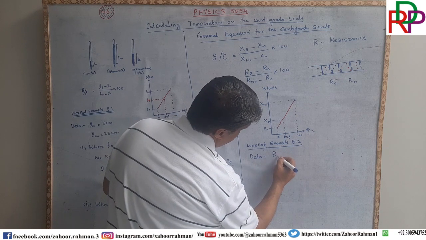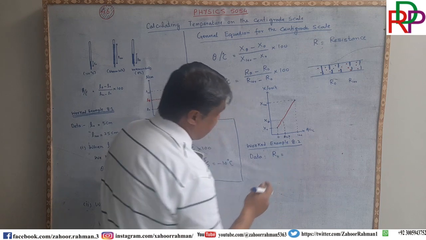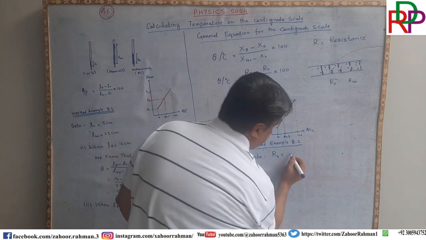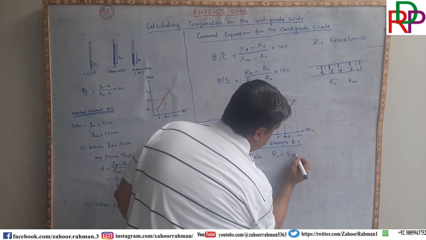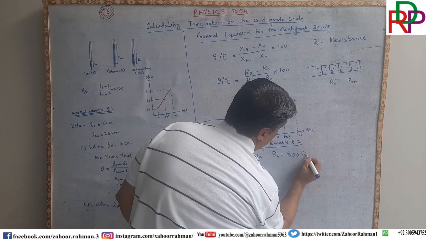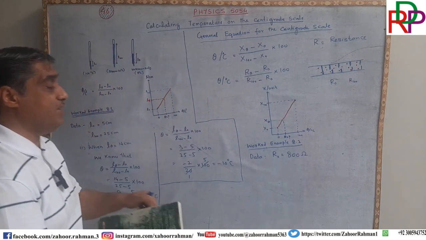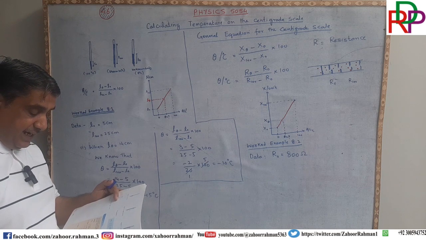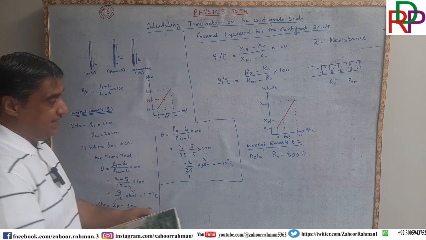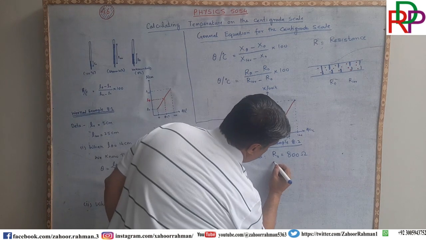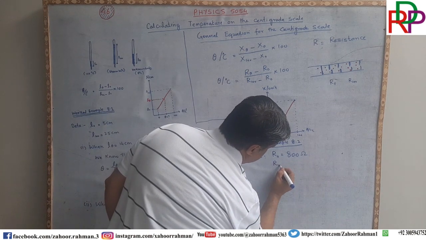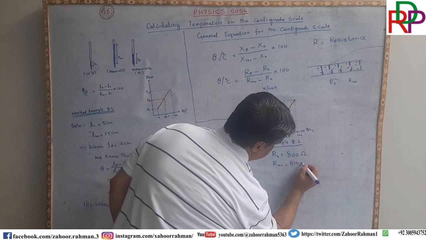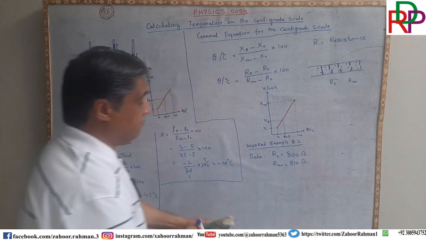R0, the resistance at the ice point, is 800 ohm. This is the symbol for ohm, which is the unit of resistance. At the steam point it is 810 ohm. So the steam point you know is R100 and that is 810 ohm.